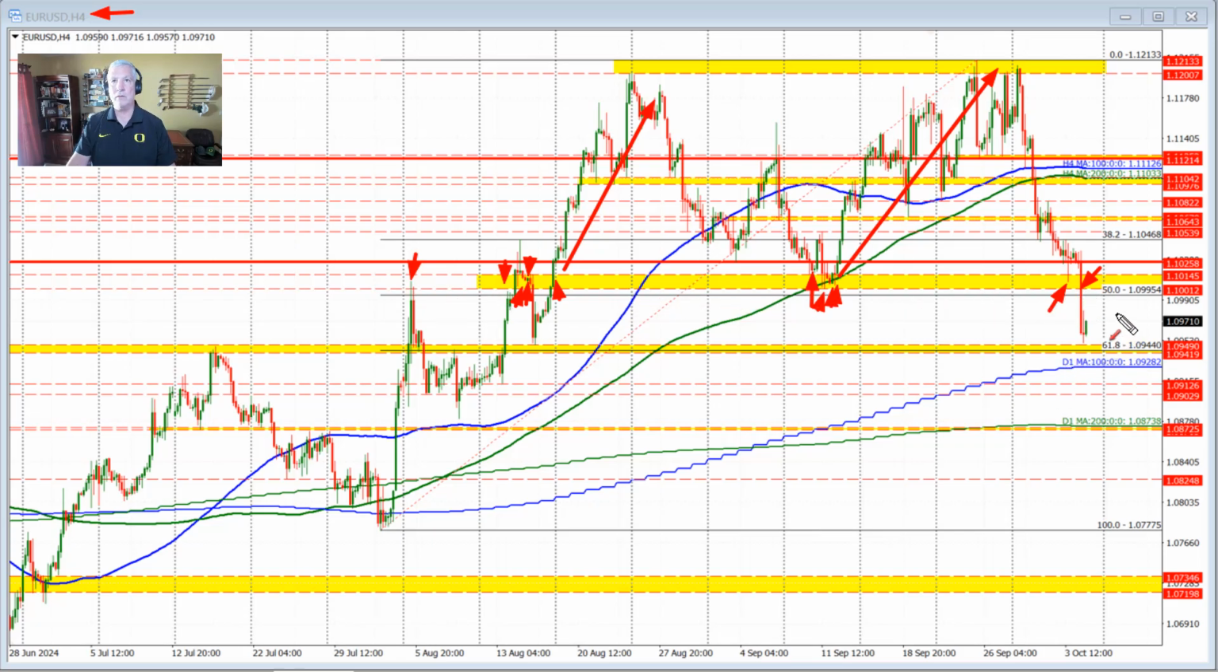So in next week's trade, the 50% retracement and this swing area up to 1.1014.5 will be resistance. If the price stays below that level, the bias remains to the downside. If the price moves above that level, then look for the sellers on the breaks who are looking for lower levels to cover their position and for the price to move higher.